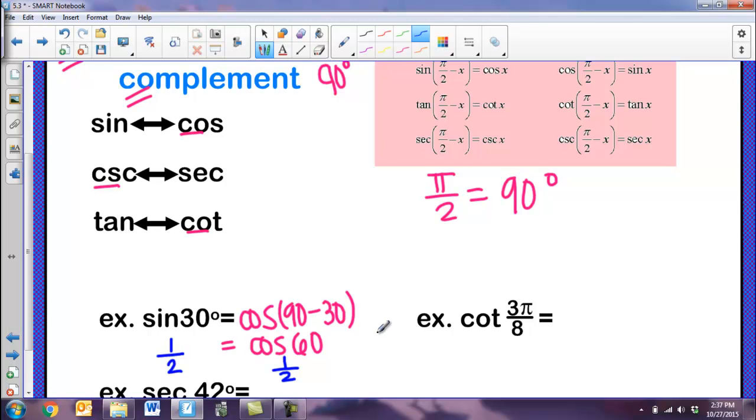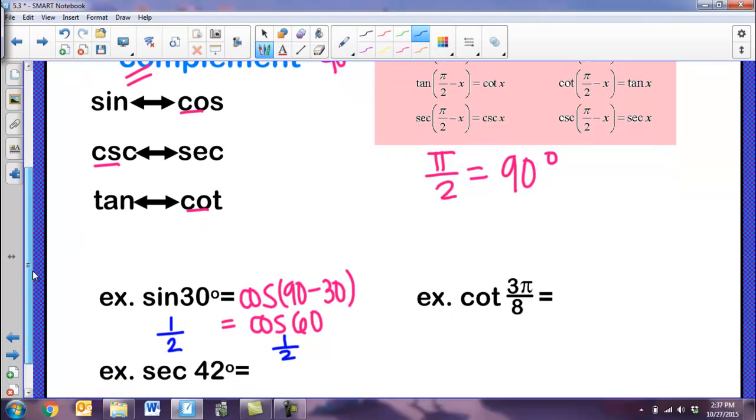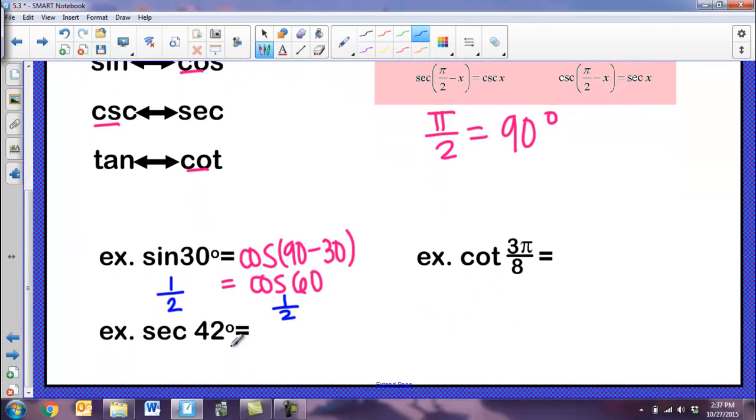And that's just talking kind of about the phase shift of that sine and cosine function as well. So if I wanted to rewrite secant of 42 degrees in terms of cosecant, its cofunction, we would write cosecant of 90, since this is in degrees, minus 42. And we would know that secant of 42 is equivalent to cosecant of 48.